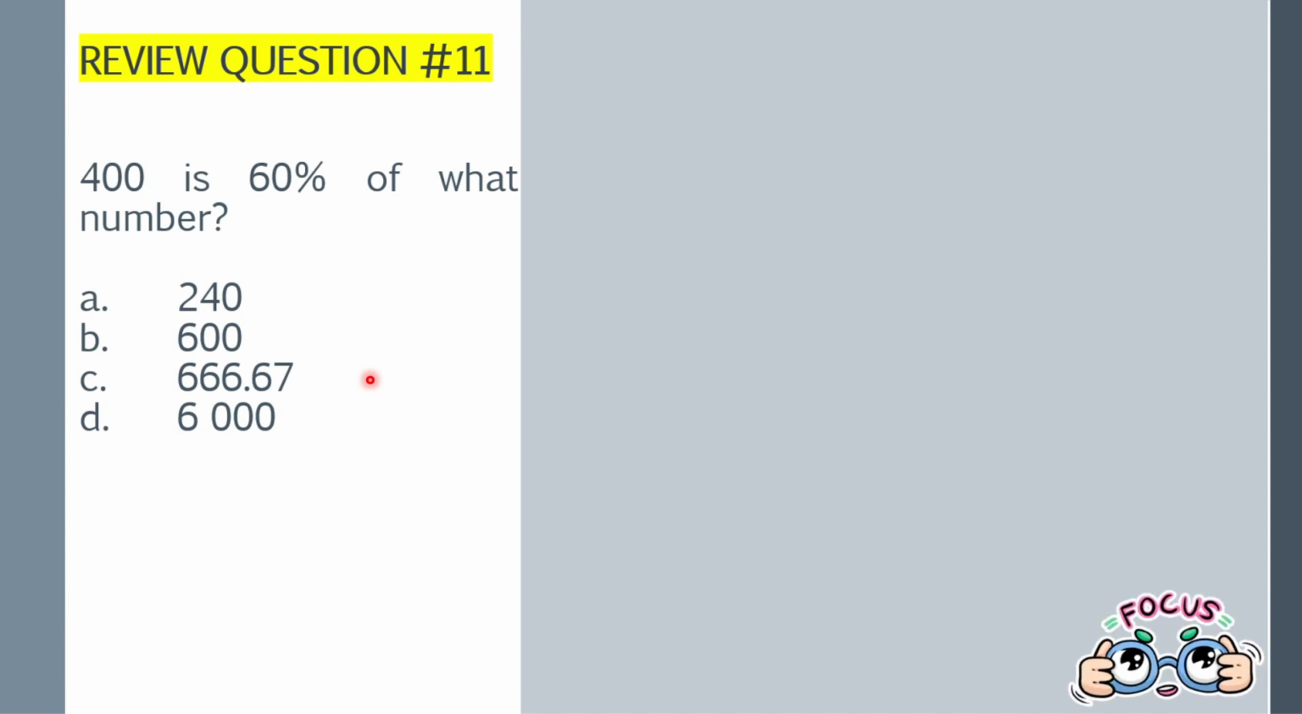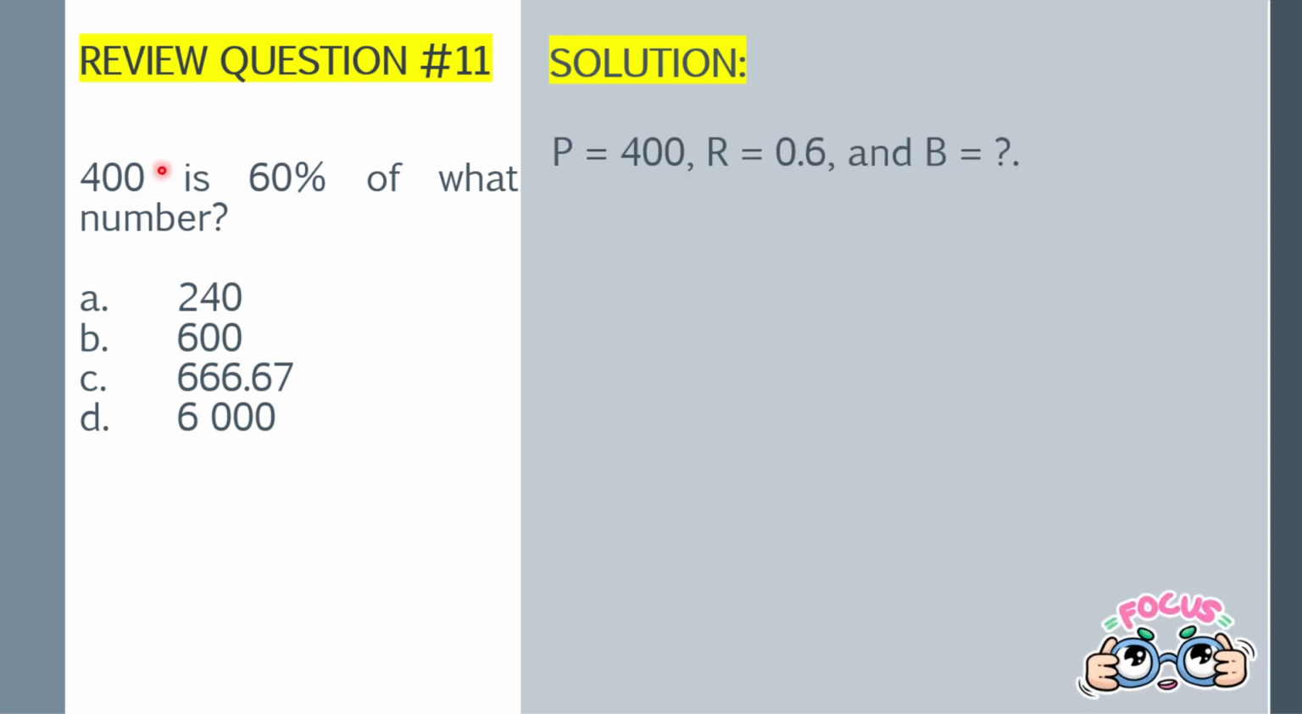Question number 11. 400 is 60% of what number? Is it A, 240, B, 600, C, 666.67, or D, 6,000? Again, let's determine the given. 400 is still the portion. And 60%, the one with the percent symbol, is the rate, which is equal to 0.6. And what's missing is the base. So the base is missing again.